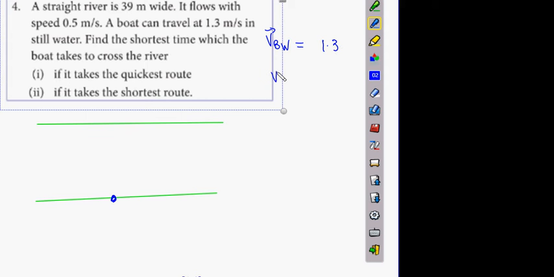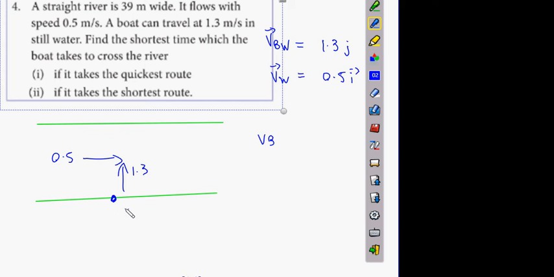The velocity of the water, or the river, it can be also R, is going to be 0.5. Now, we're setting up our question so that it's 0.5i, going 0.5 to the right. And if we want to go as quick as possible, we're just going to aim directly up. Are you happy with that? So we're going to aim up with 1.3.